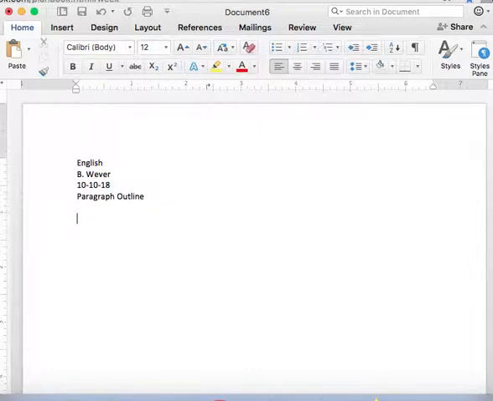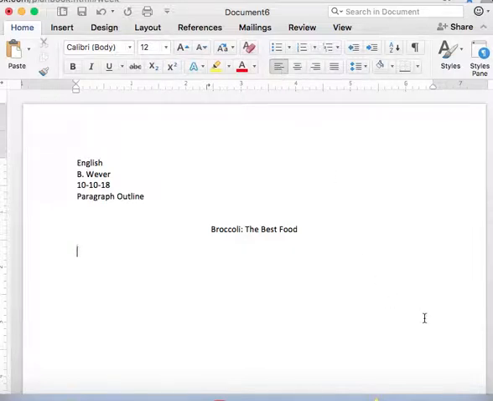Then you're going to skip a few lines, center your text, and write your title. This can be a working title for right now. It does not have to be your final title. So here is an example. Okay, then you're going to skip 2 more lines and left align.